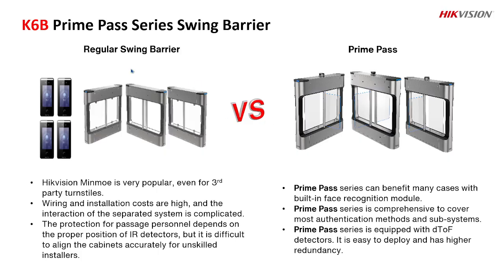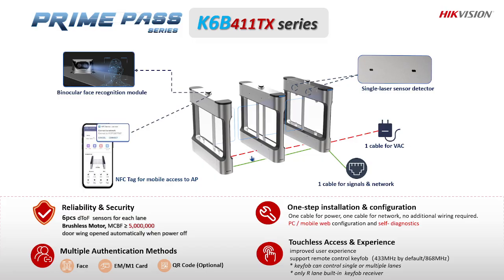Also, still in access control, we have the swing barrier, or let's call it the turnstile. So we have the regular and Prime Pass. Prime Pass is higher capacity, higher speed, faster performance, and it's also equipped with DTOF detectors. So it has easy deployment and high redundancy. Look at the highlights. It's reliable, more than 5 million cycles. That means cycles before failure. Before you do maintenance, we are approximating 5 to 10 years of life based on how frequently it's used before we may need to replace it.